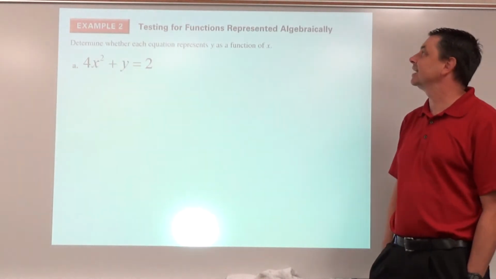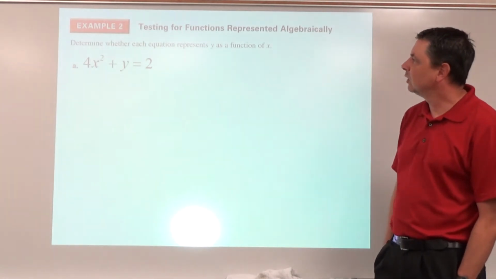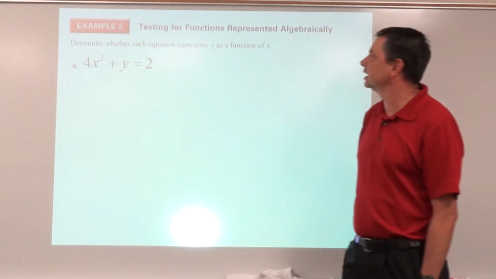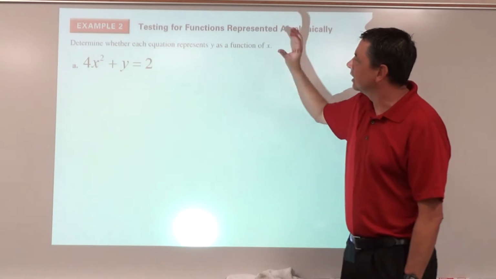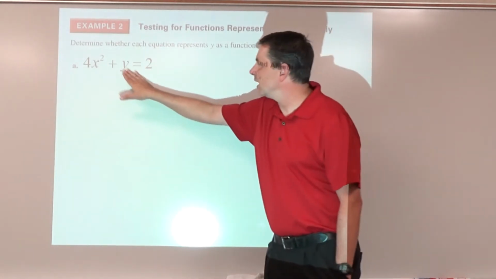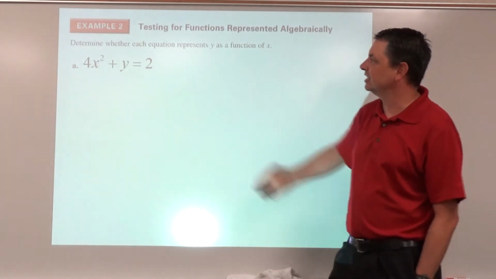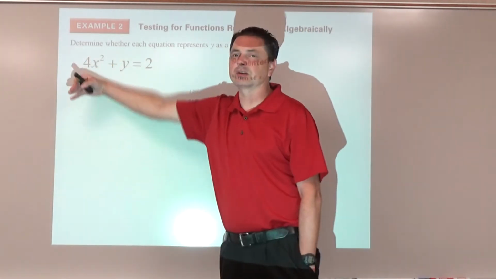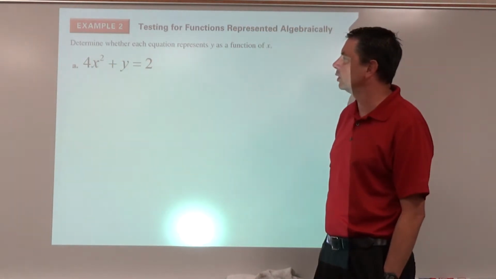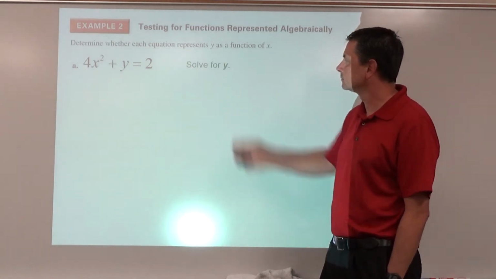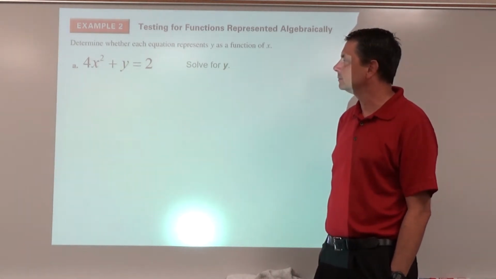Okay, how can we test algebraically? Well, we'd want to solve for one of the variables. So as it says, let's see if we can solve for the y, see what happens here. Get the y by itself, so we need to get rid of the 4x squared. Let's subtract 4x squared from both sides as we're solving for y.